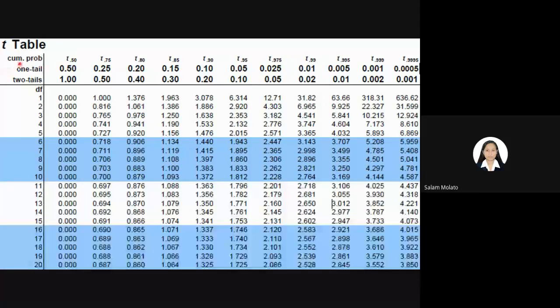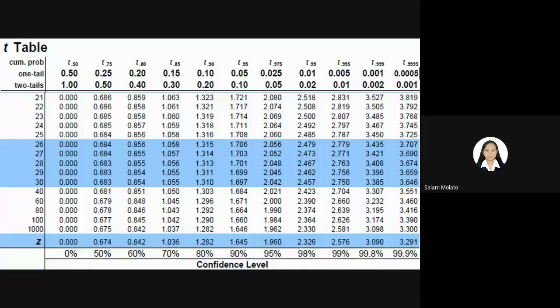When we say one tail, it refers to the single tail of the T distribution. The two tails refers to alpha. Okay? So this is alpha for two tails. Therefore, one tail is alpha over 2. And that is alpha over 2. One tail is alpha over 2. Two tails is alpha.